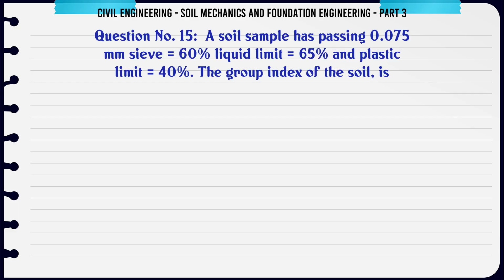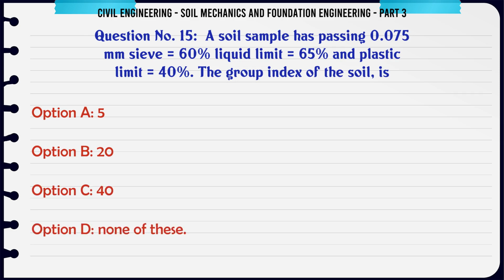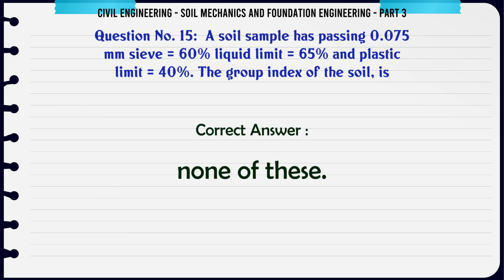A soil sample has passing 0.075 mm sieve 60, liquid limit 65, and plastic limit 40. The group index of the soil is A. 5, B. 20, C. 40, D. None of these. The correct answer is none of these.